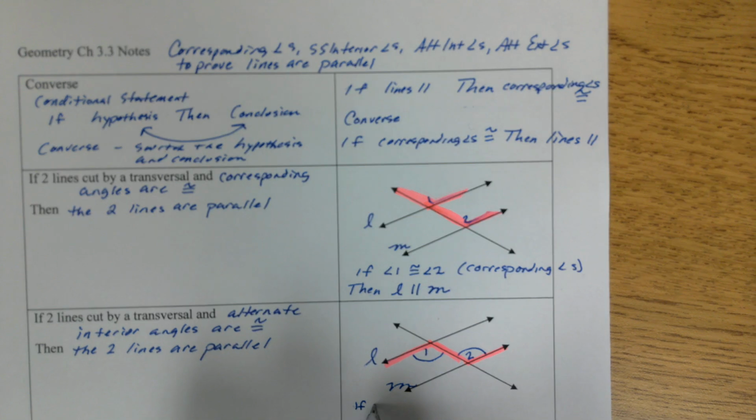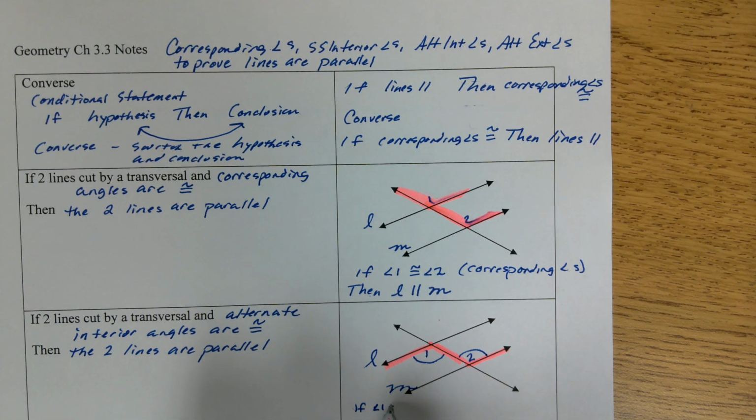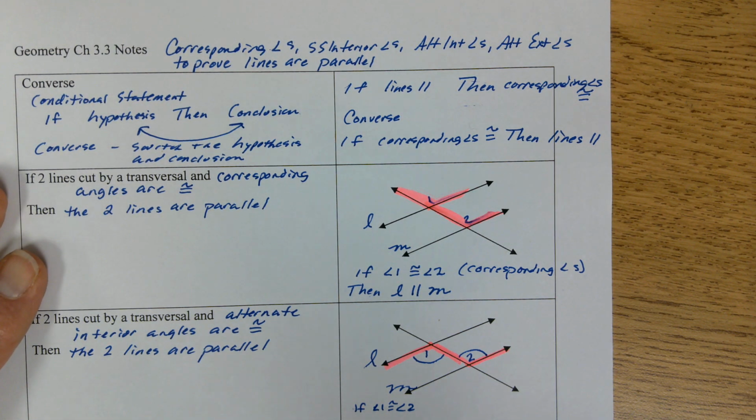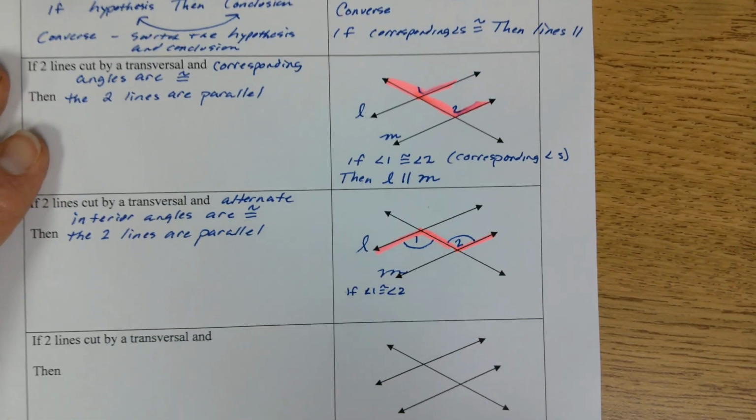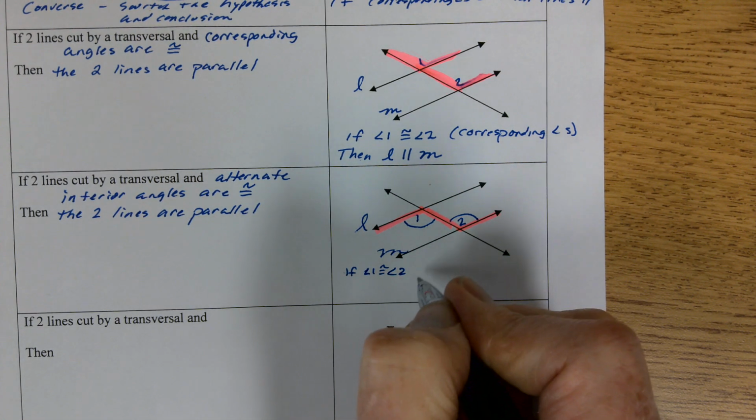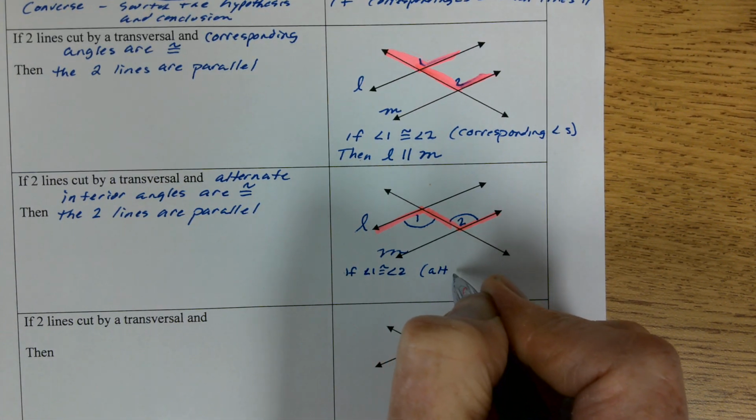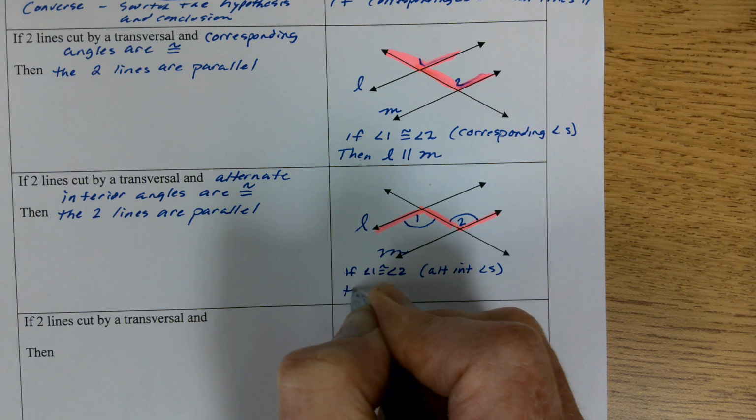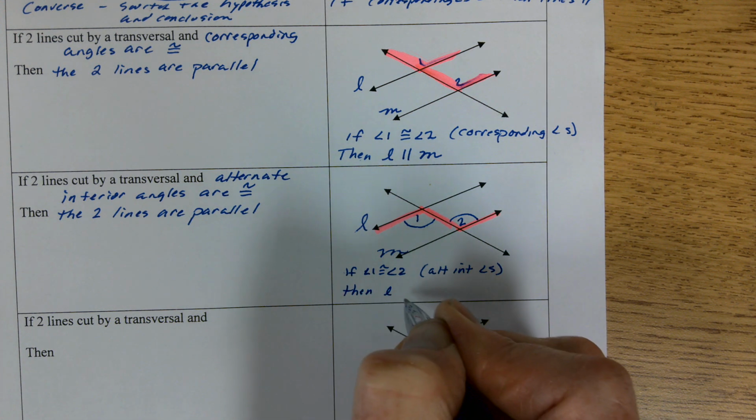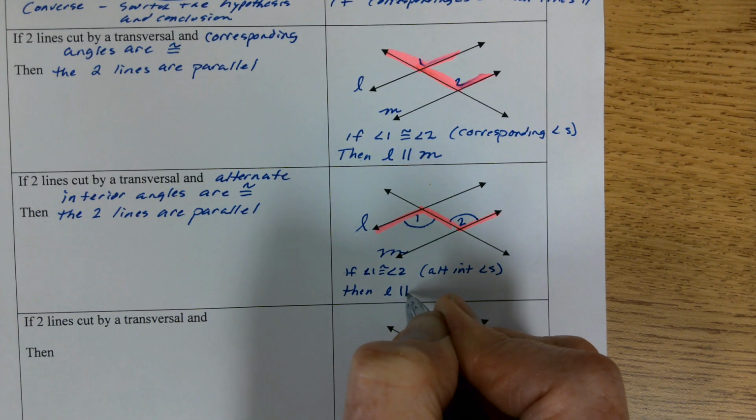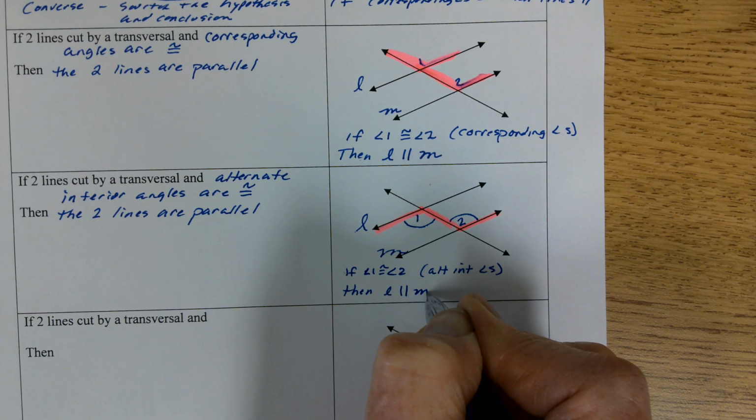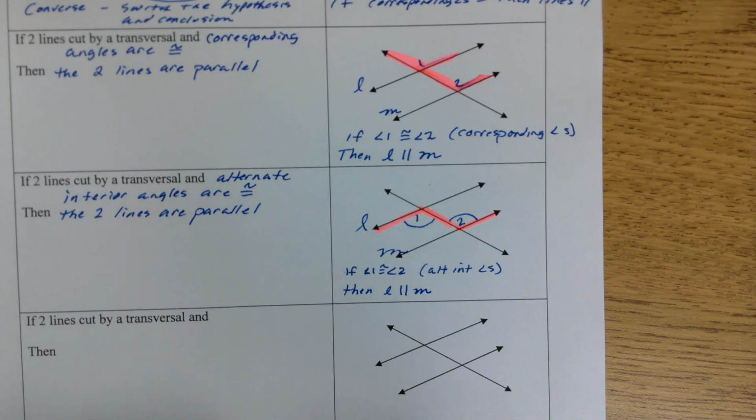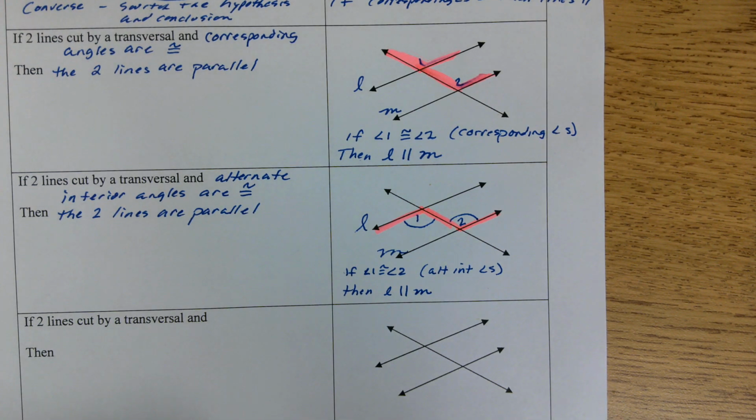So I'm going to write the same thing. If angle 1 is congruent to angle 2, and this time these are alternate interior angles, I'm going to abbreviate, then line L is parallel, symbol for parallel, to line M. Okay, I think we're good. Okay, let's do the next one.